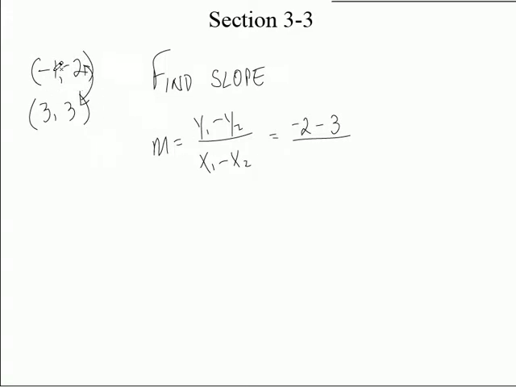Now you take the x's. Subtract those. Make sure you subtract them in the same order. If you don't subtract them in the same order, your sign will be different. So I went the top one minus the bottom one. I'm going to do the same thing with the x's. So it's negative 1 minus 3. Let's figure that out. That's negative 5 over negative 4.